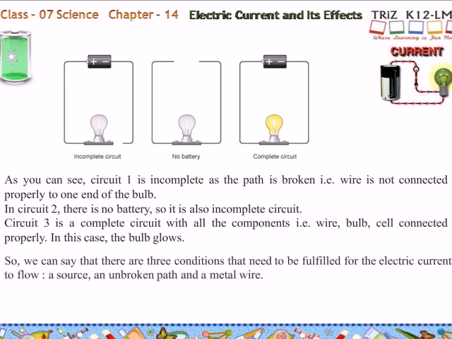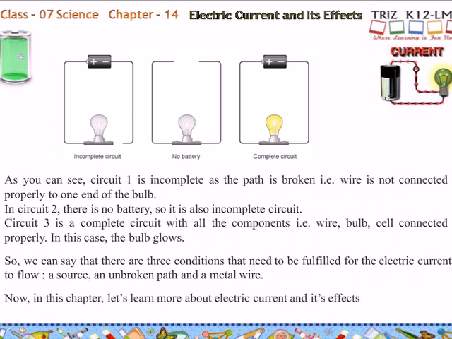So we can say that there are three conditions that need to be fulfilled for the electric current to flow: a source, an unbroken path, and a metal wire. Now, in this chapter, let's learn more about electric current and its effects.